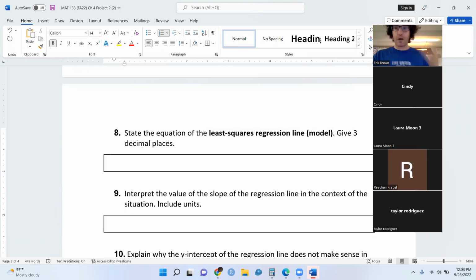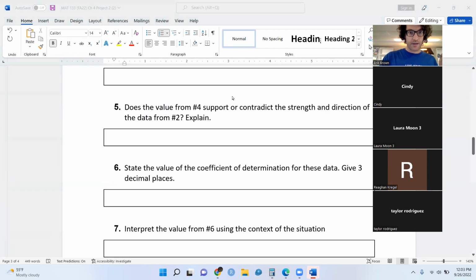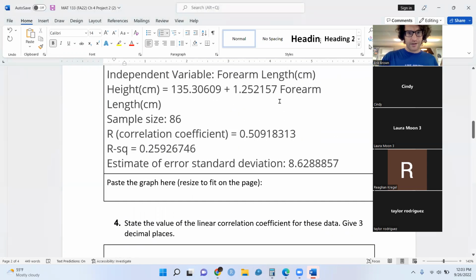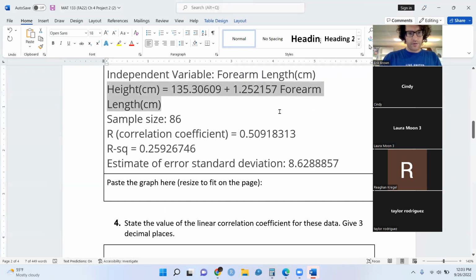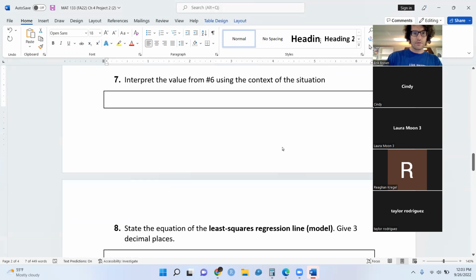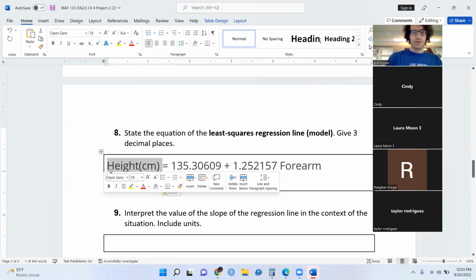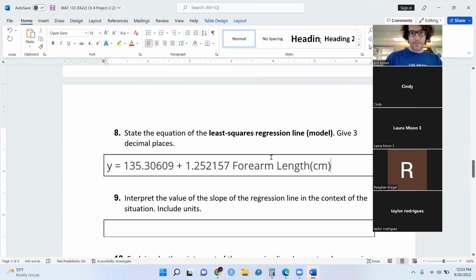So first, are we all on the same page? This is project 2. Awesome, Taylor. It looks like you're spitting out the equation. Were we told to round it to anything? Here's the equation. I'm going to copy it from the output and dump it in here. And then I'm going to change this to Y and this to X, just like I think that's what you did, Taylor. Yeah, you did.